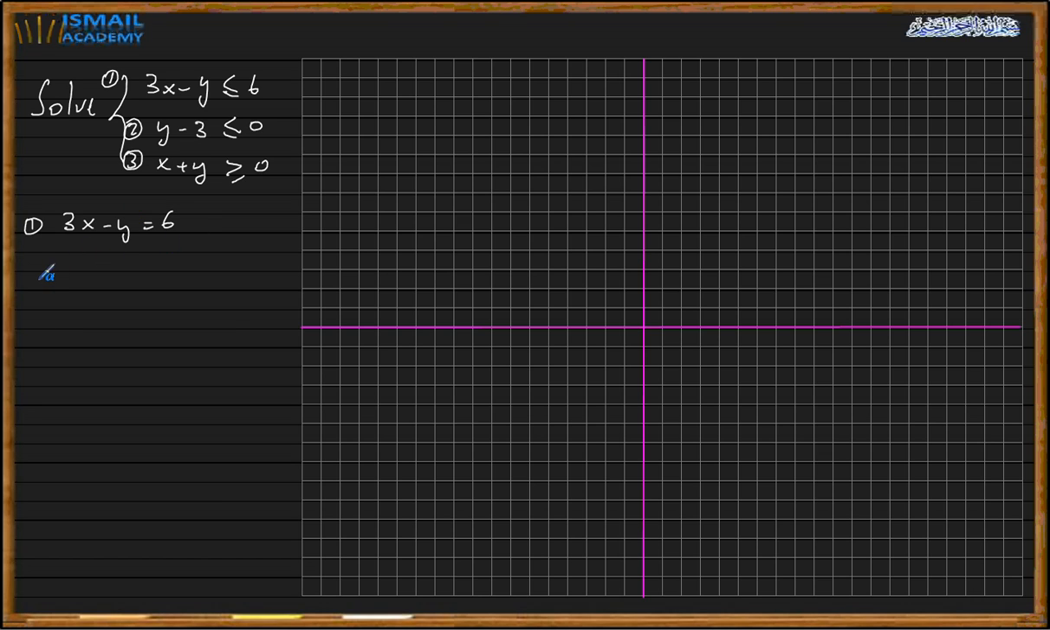So I'm going to use the intercepts to draw my constraint. For x equals 0, y equals minus 6. And for y equals 0, x equals 2. So we have 0, minus 6: 1, 2, 3, 4, 5, 6. So it's here. And 2 is here. So let me draw my first line. Now let me extend the line. We have a solid line.